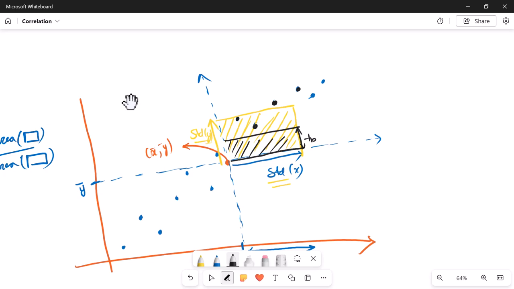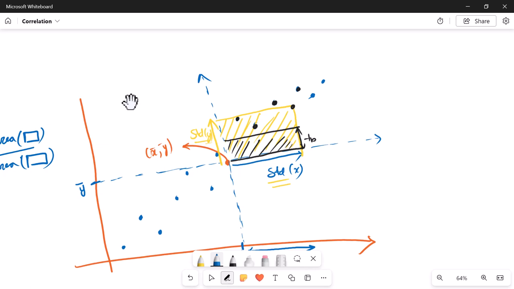Now you know that this particular point is STDX and STDY, right? And this particular point is nothing but STDX and TB. That doesn't matter, but I've just written it down so that you can understand what we have done essentially. Now that we have drawn our rectangles, we'll understand the significance of these rectangles and how they help in quantifying the strength of the relationship between the variables.